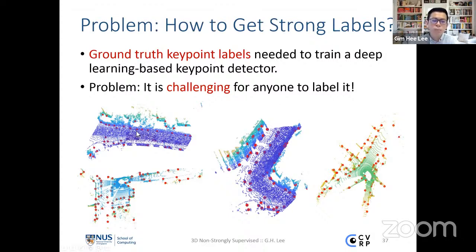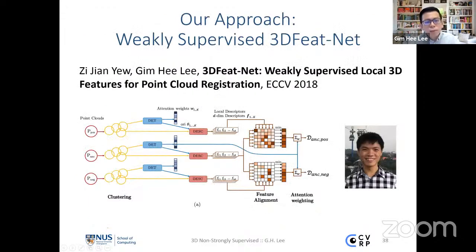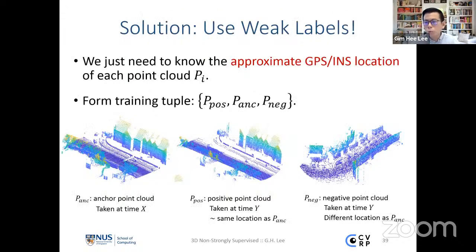Suppose that we are given all these point clouds without the ground truth labels over here. Even for human labelers, how am I going to tell which are the keypoints over here that are important or salient and remain invariant throughout different viewpoint changes or different scene perturbations, for example? So we mitigate this particular problem by proposing the weakly supervised 3DFeat-Net. This was work done by my student, Zijian, here, and it was published in ECCV 2018.